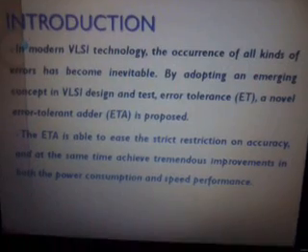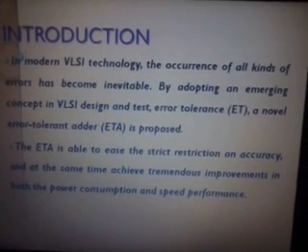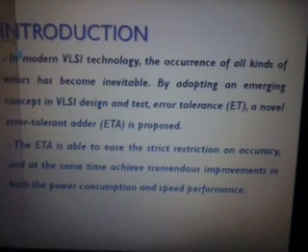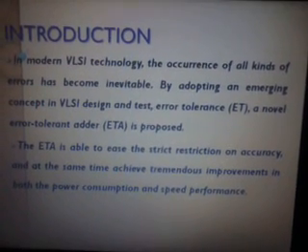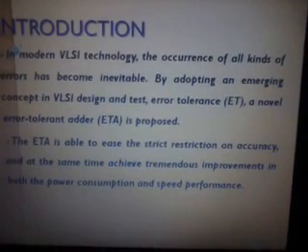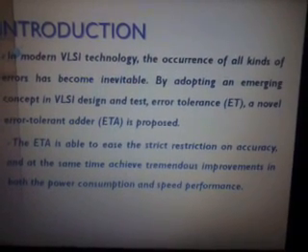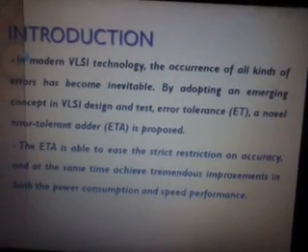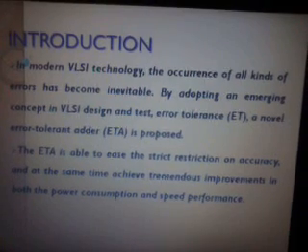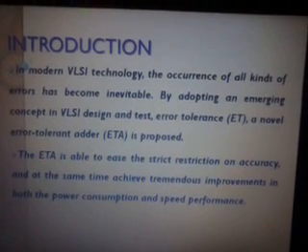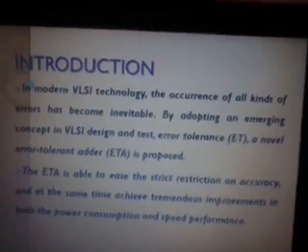In modern VLSI technology, the occurrence of all kinds of error has become inevitable. By adopting an emerging concept in VLSI design and test, error tolerance, a novel error tolerant adder is proposed. The ETA is able to ease the strict restriction on accuracy and at the same time achieve tremendous improvements in both power consumption and speed performance.